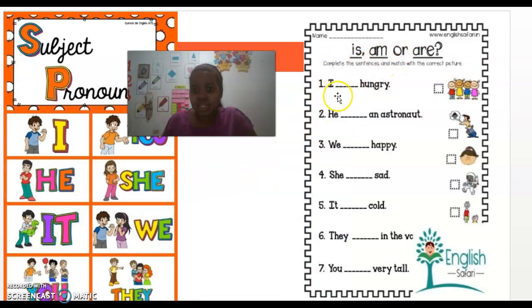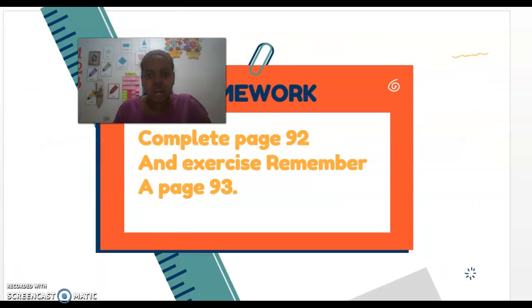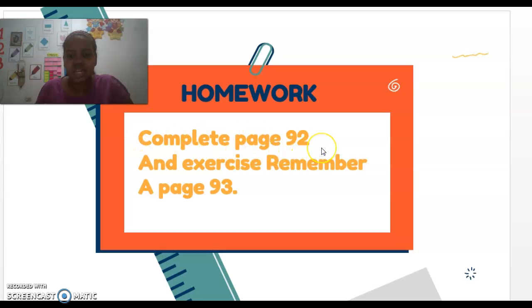And you're going to complete where it is is, where it is am, or where it is are. You're going to complete it according to each one of them. I am hungry, right? He is, or she is. So, copy and complete it. After that, I'm going to give you one example of exercise A and one example of exercise B. Your homework is that you're going to complete page 92 and exercise A, page 93.